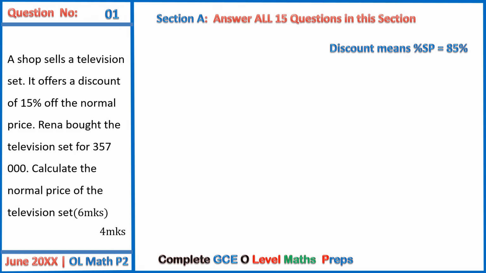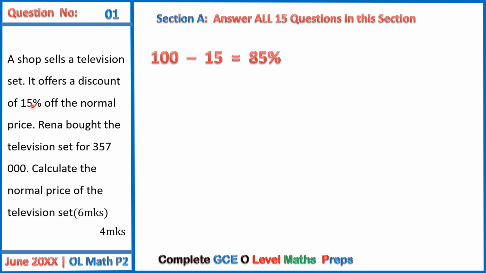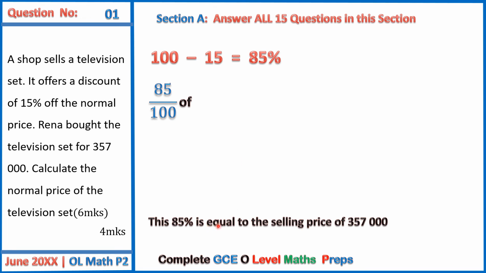So here we are on discounts, and discounts means percentage selling price here is now 85%, because there is a discount of 15%. It means if they were selling the item for 100, you will now buy it for 85 instead of 100, because there is a discount. So here 100 minus 15, that is minus discount, is equal to 85%. Okay, so this 85%, or 85 on 100, is equal to the selling price of 357,000.